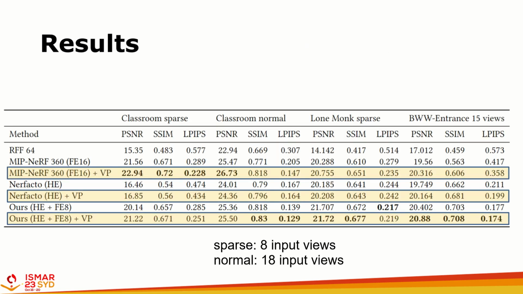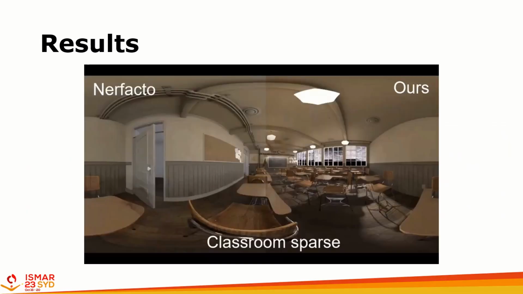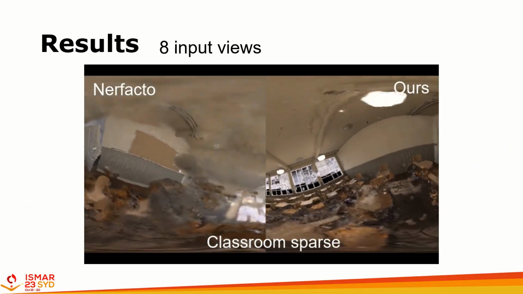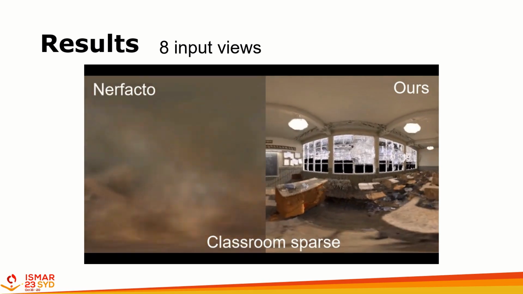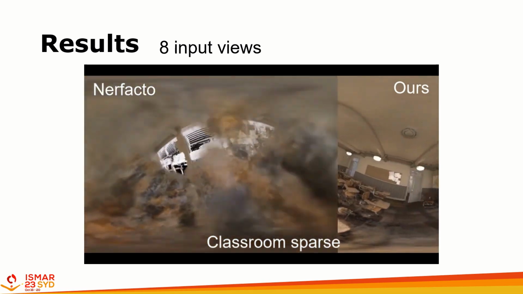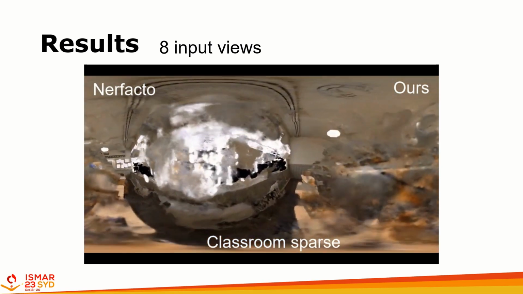Our model builds upon the foundation of a recent hash encoding-based pipeline called NeRFacto. For scenes with limited input, our method demonstrates a remarkable improvement over NeRFacto while maintaining the efficiency of hash encoding.